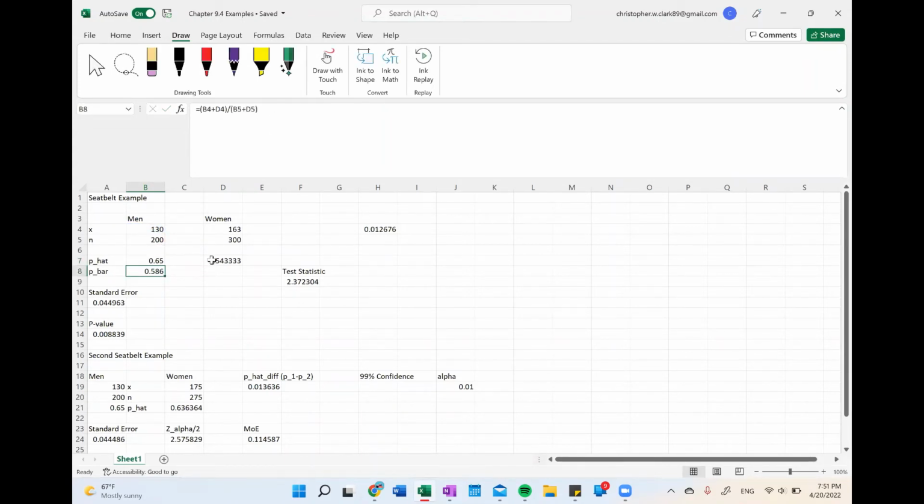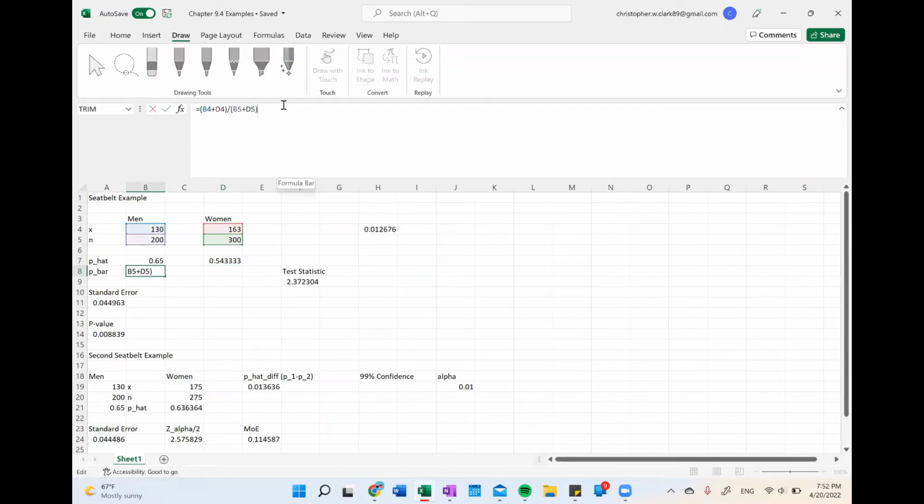And over here, I have 163 divided by 300. Again, we could just do equals this one divided by that one. Fantastic. So P bar, right?